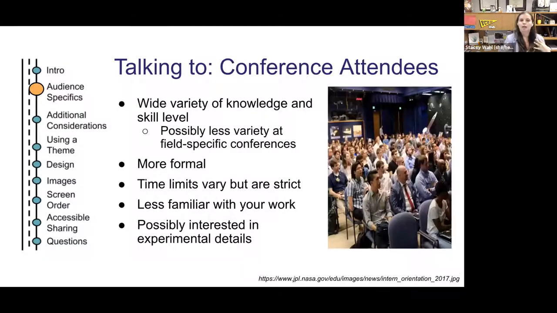Conference attendees, their level of detail is going to vary based on the type of conference that you're going to. If you are an oligodendrocyte biologist and you're going to Society for Neuroscience, there's going to be a lot of people in your audience who don't know much about what oligodendrocytes do. And that's okay, but that's something that we consider when we're building our presentations.